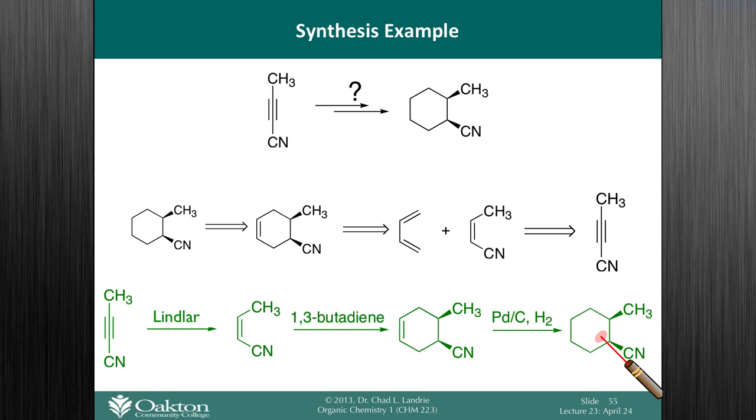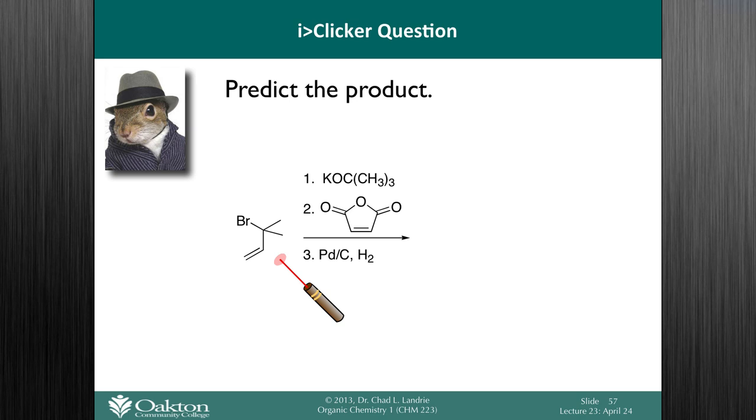Now you predict the product. Although it looks like this could be the dienophile in a Diels-Alder reaction, it's likely that this is the dienophile, because it contains two electron withdrawing groups, which increase its reactivity.